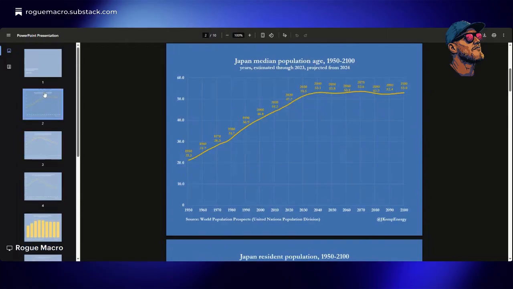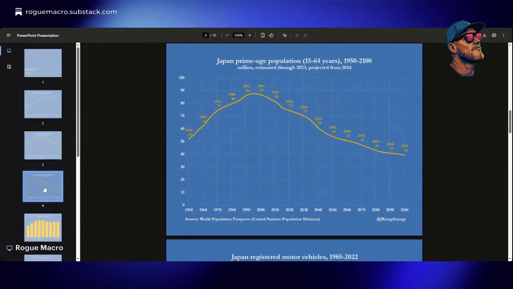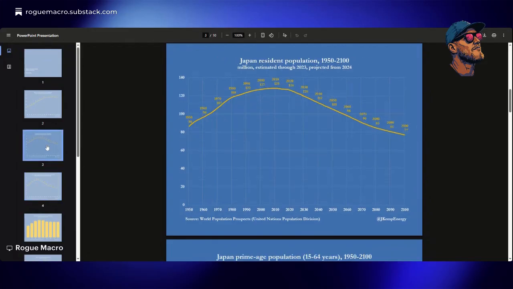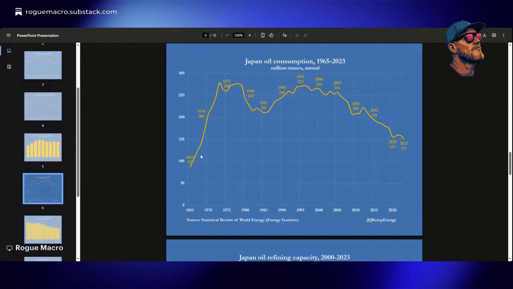Let's make sure that's the right peak year. Hold on a second. Median age. Okay, this is population. Prime age population. Okay, this is an important chart too, but we're not going to get into that. So this has a peak around 2010. So now let's go to oil consumption. Oil consumption. It's on the decline.